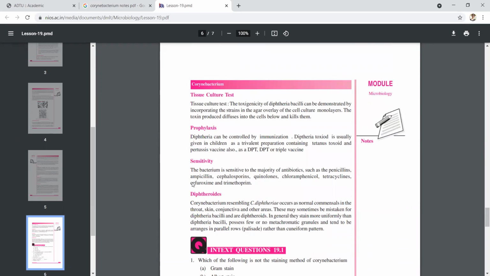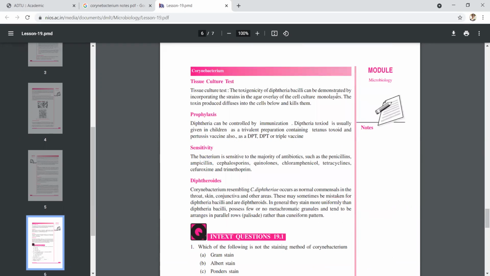Similarly, for diagnosis, other tests like the tissue culture test are performed, where the toxicity of the diphtheria bacilli can be demonstrated by incorporating the strains in the agar overlay of the cell culture monolayers. The toxin produced diffuses into the cells below and kills them.